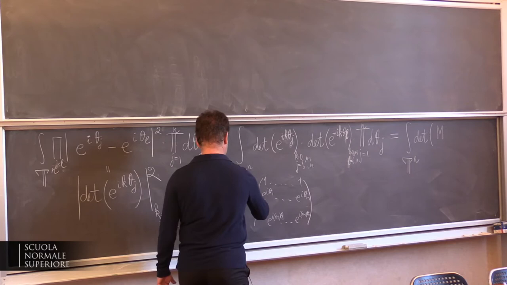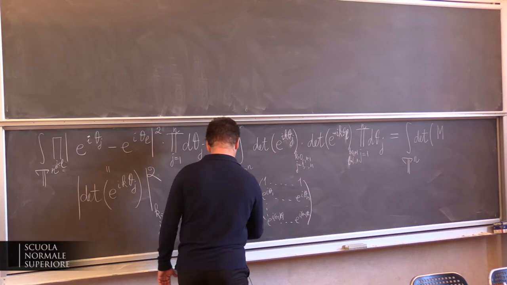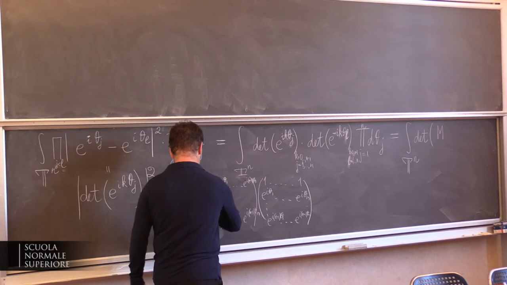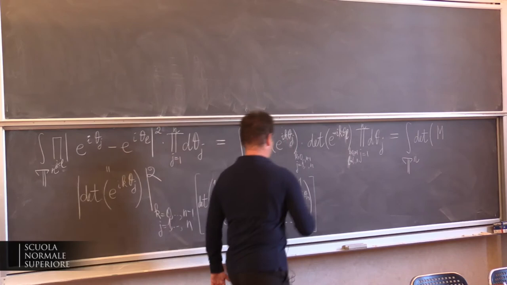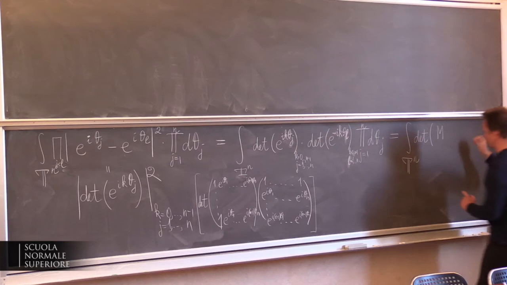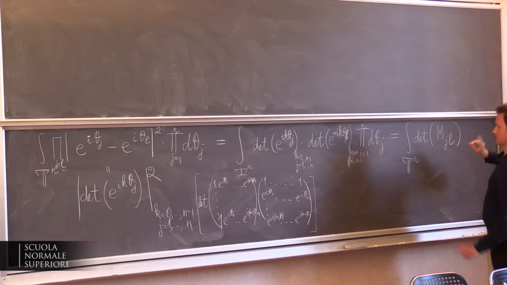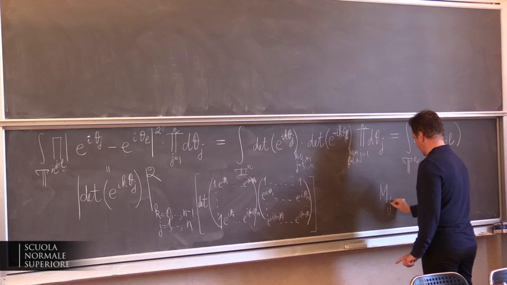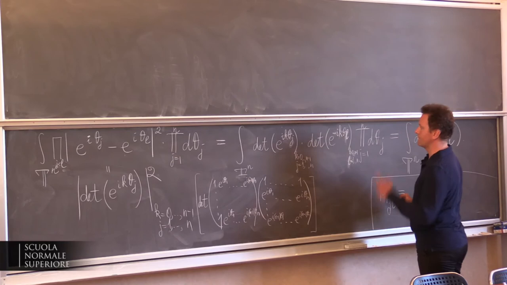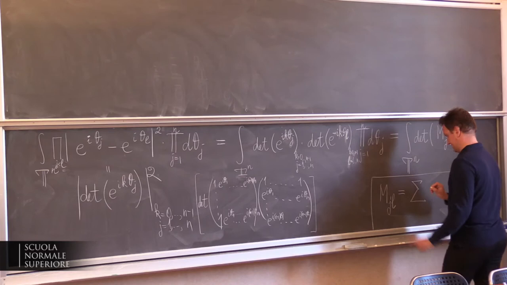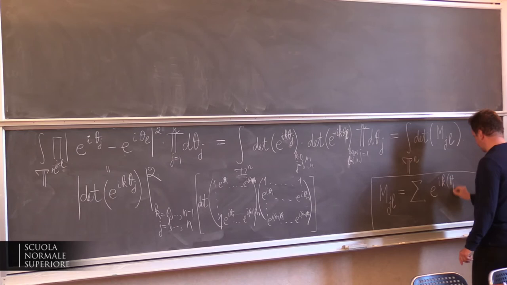e to the i theta 1, e to the i (n minus 1) theta 1, e to the i theta n, e to the i (n minus 1) theta n. So I take the determinant of this matrix. What is the determinant of this matrix? This is the determinant of a matrix, let us say, M_JL, where M_JL is the sum, yes, exactly, e to the i k (theta j minus theta l).